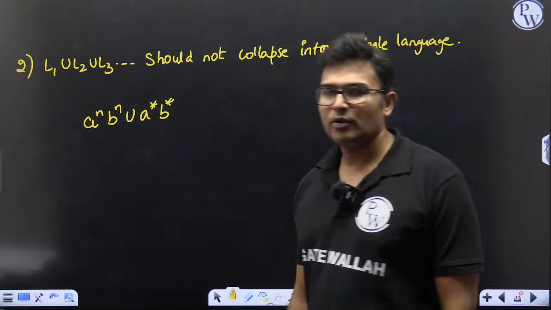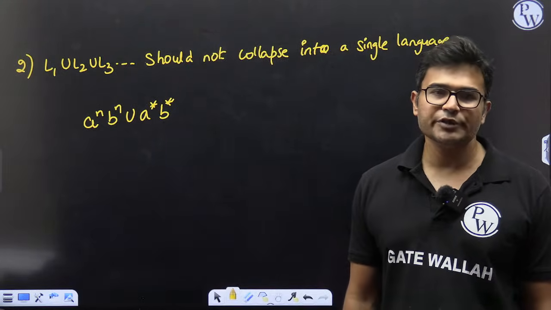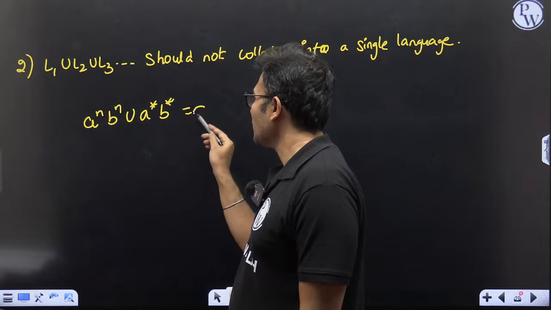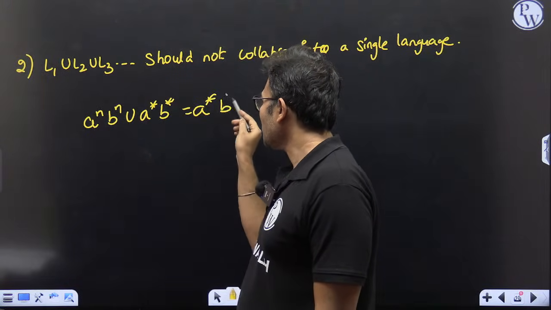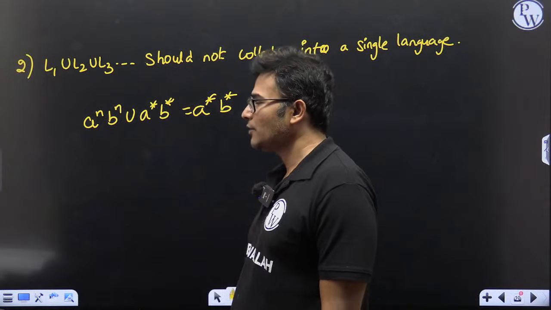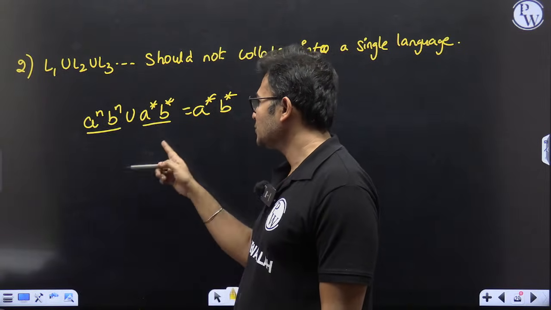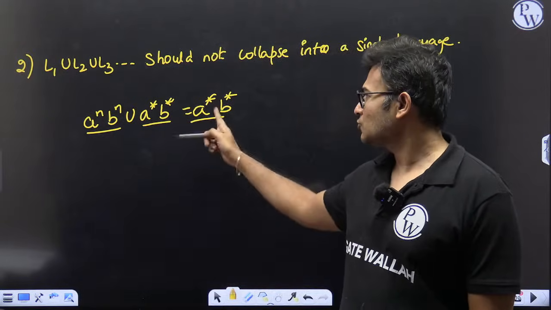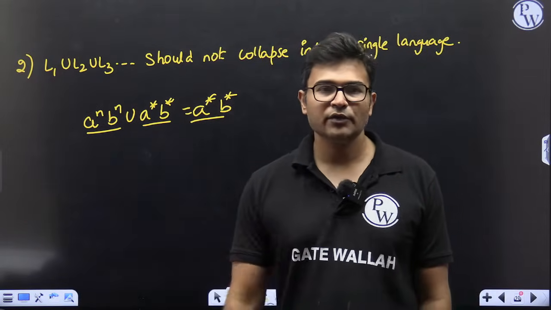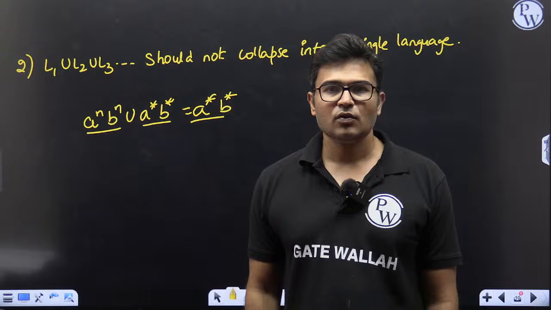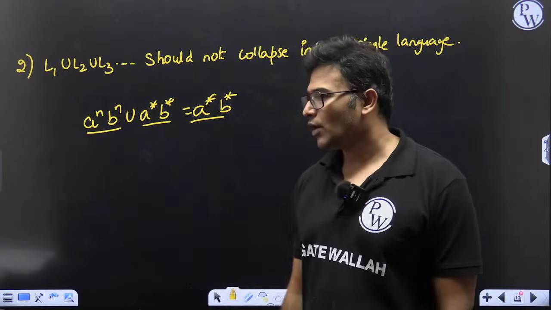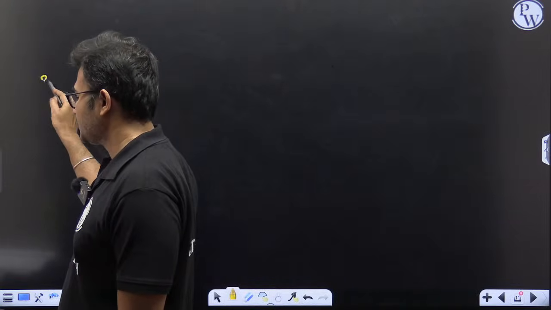A power n, B power n union A star, B star. Very good. So A power n, B power n union A star, B star is equal to A star, B star, right? If you observe it, both the languages collapse into one language. So if the languages collapse into one language, then the language is unambiguous. For ambiguous languages, the languages should not collapse into one language.